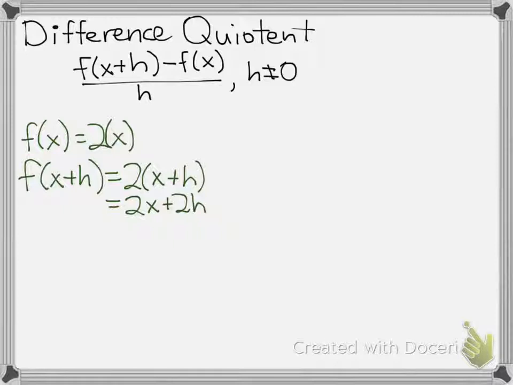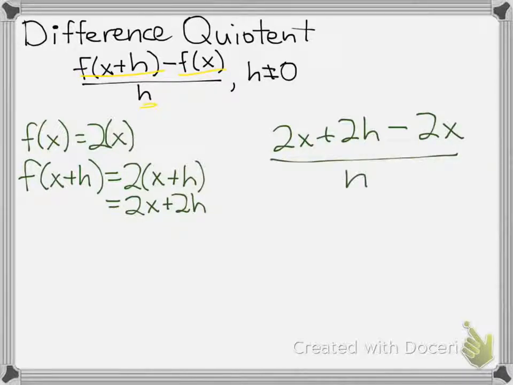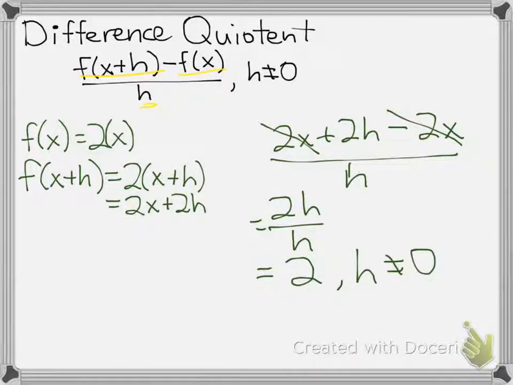So now if we take those portions of it, we're really looking at three things: f of x plus h, f of x, and h. So I'm going to put all those pieces together, and I get 2x plus 2h minus my f of x, which is 2x, over h. Now, I'm going to simplify. I have a 2x and a negative 2x, and I'm left with 2h over h, which simplifies to become 2 when h is not equal to 0. Okay, that's our first difference quotient.